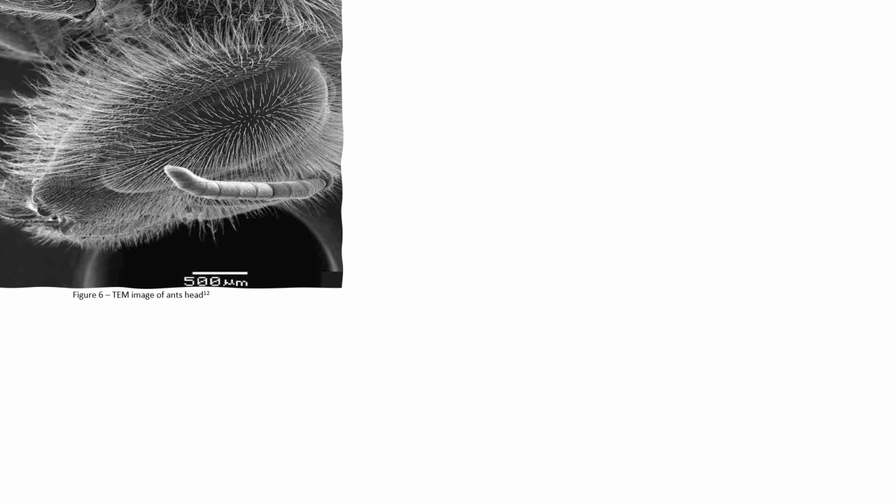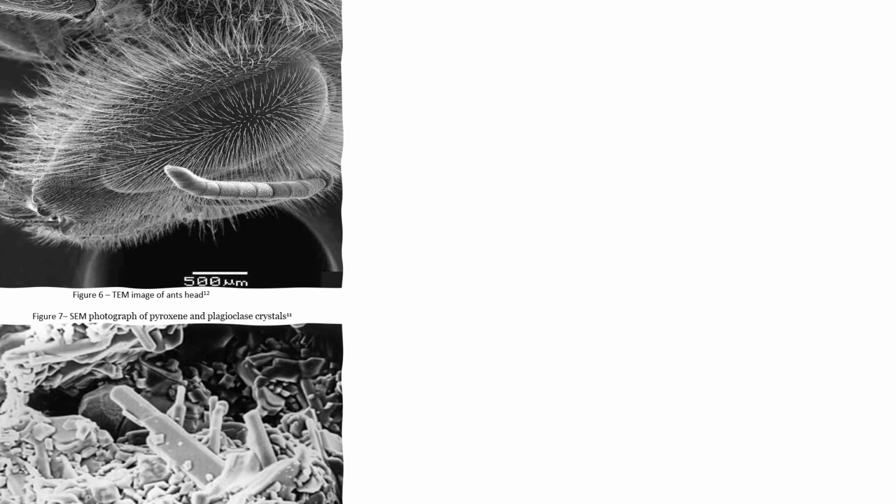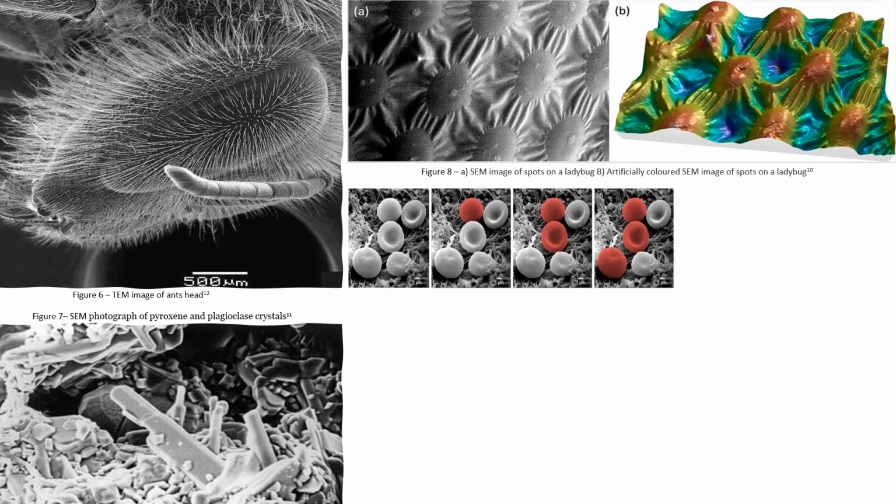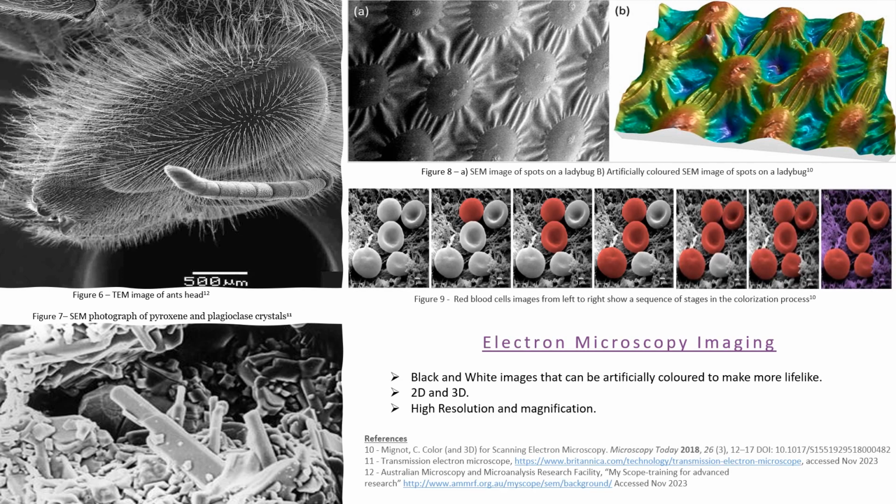We will now take a look at the imaging that electron microscopes produce. As you can see in Figure 6, the analytical technique produces a black and white three-dimensional image. The 3D effect is down to the depth of the field, and since there is minimal penetration of the electron beam into the sample, only the surface of the sample is shown. These black and white images can be artificially coloured using an online software to help make the imaging more lifelike. This is done by allocating a colour to each shade of grey, black and white in the image, as illustrated in both figures 8 and 9.